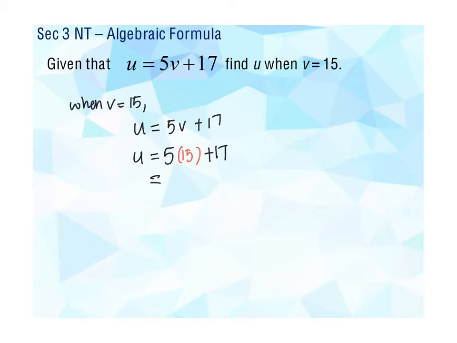u will be given by 5 times 15 plus 17. And that gives us 92. So the value of u will be 92.